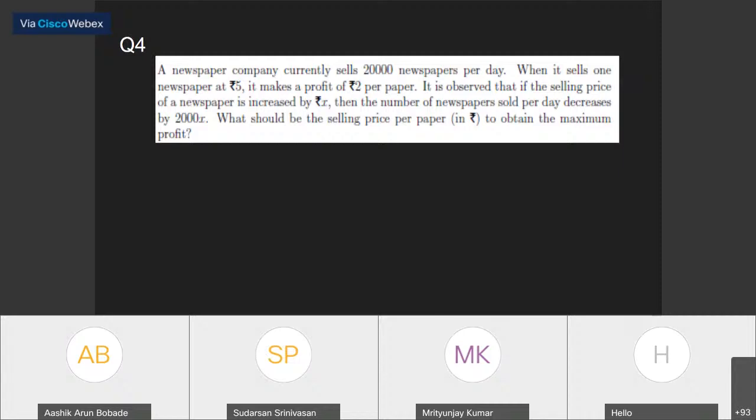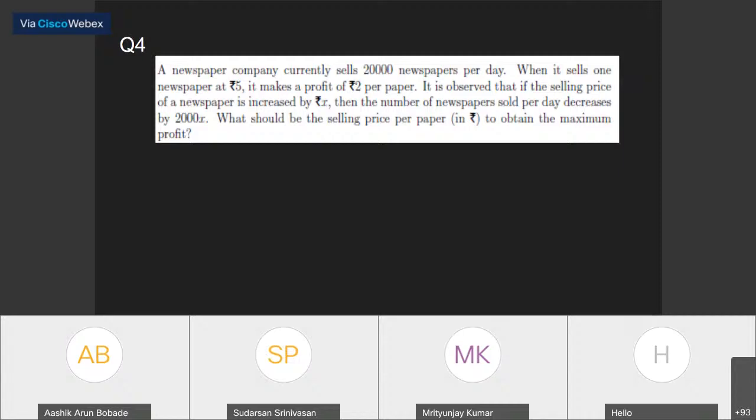Initially the price per newspaper was rupees 5, and we increase it by rupees x. So the first part of the equation would be 5 plus x. 5 plus x is what? The new selling price. Correct. Secondly, initially 20,000 newspapers were sold per day, and now the number sold per day would decrease by 2000x. So the number of newspapers sold now would be 20,000 minus 2000x. Correct. Therefore, we multiply these two parts and get what?